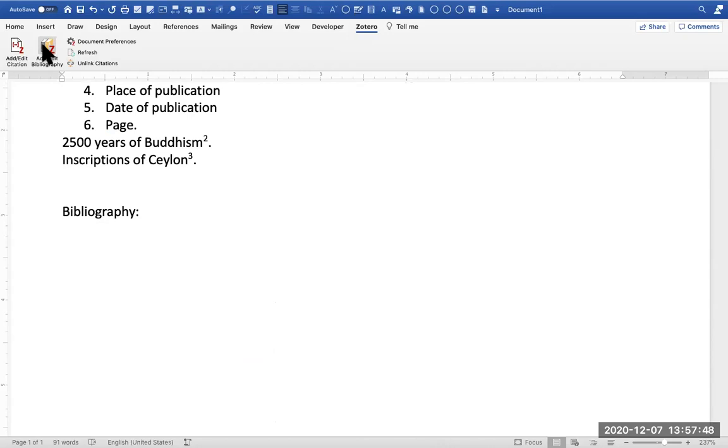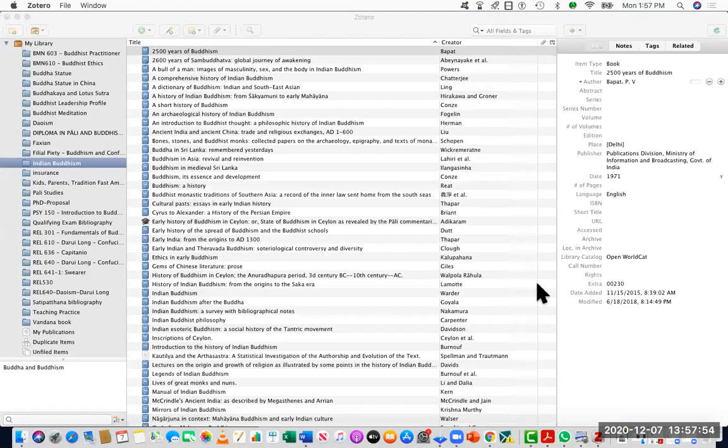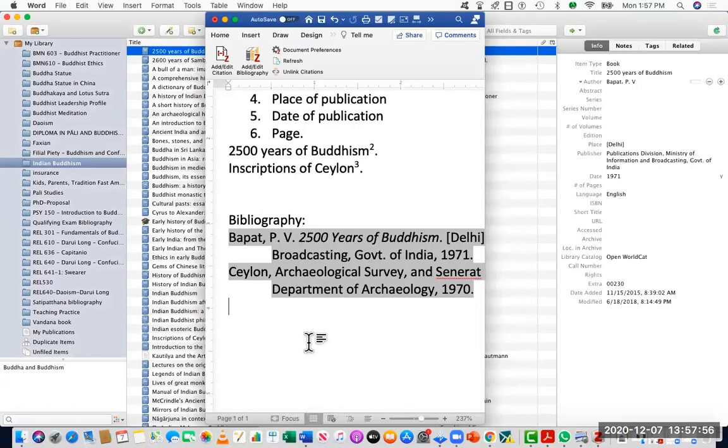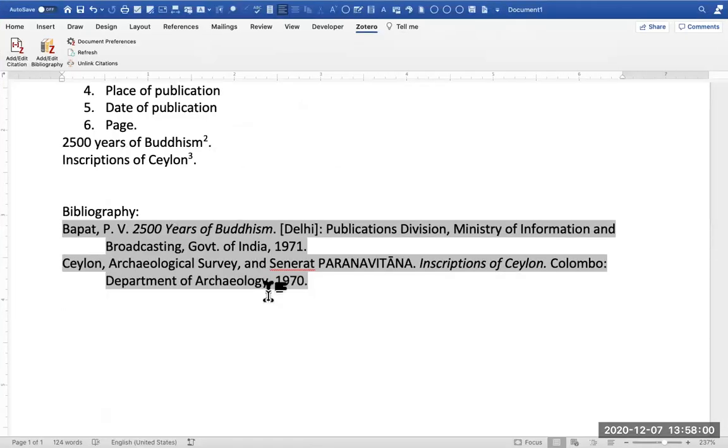Okay. And I think, yeah. Okay. Over here, you just click and within seconds, the whole thing appears here. Can you see that? And also it is automatically organized in alphabetical order, okay?